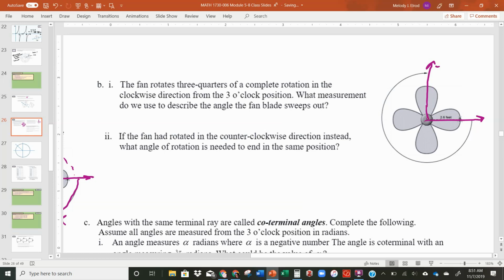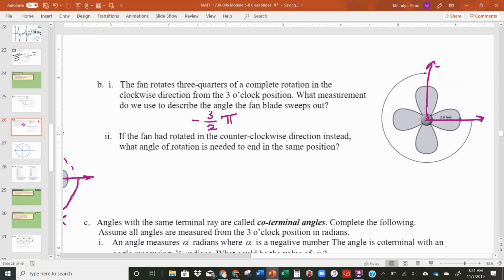So the question is, if it's a 3/4 turn in the negative direction, what measurement do we use to describe this angle of rotation? Well, since it's in the negative direction, it's going to be negative. And since it's a 3/4 turn, we know it's going to be 3/2 pi. So in this particular case, it would be negative 3/2 pi.